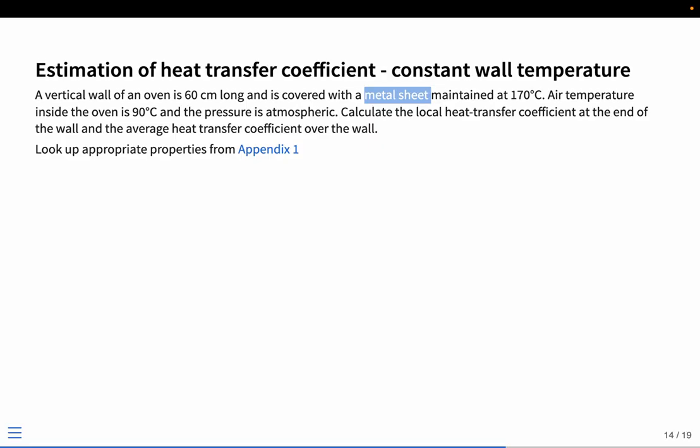Because in the problem, it is said that it is maintained at 170 degrees Celsius. So if at least one point is maintained at 170 degrees Celsius, because it is assumed to be uniform, you can come to the conclusion that it is a constant wall temperature scenario. Is that clear?